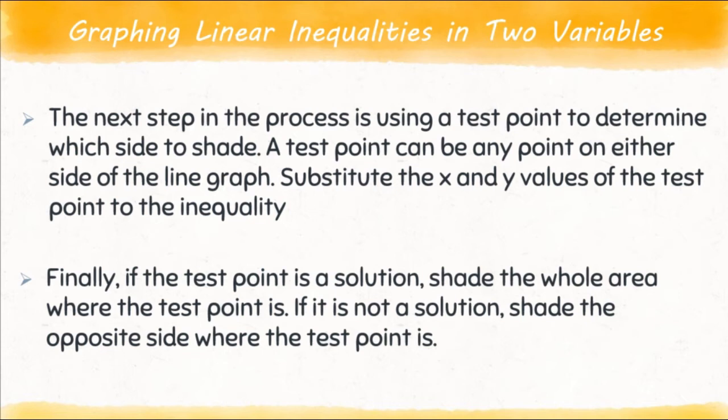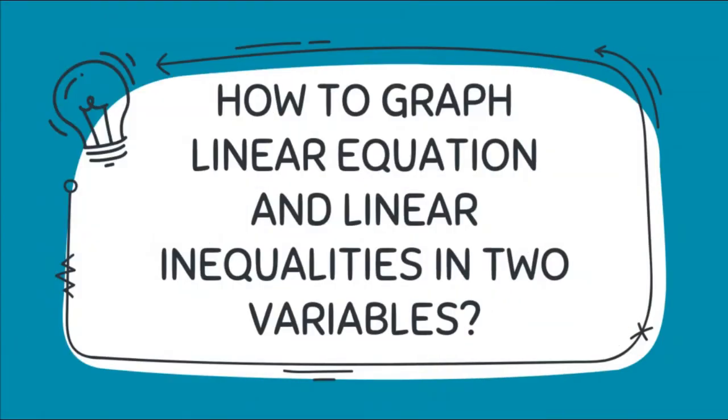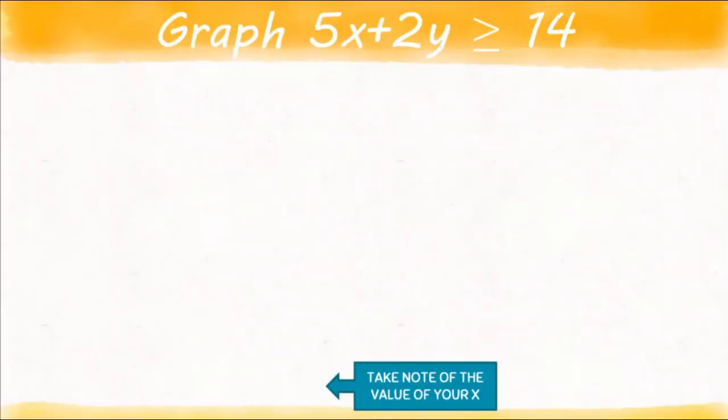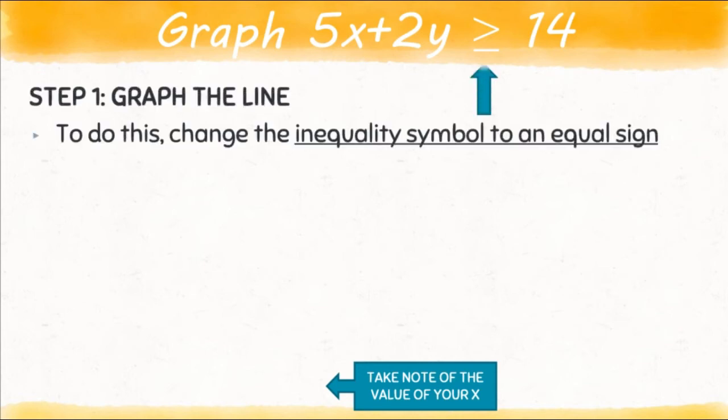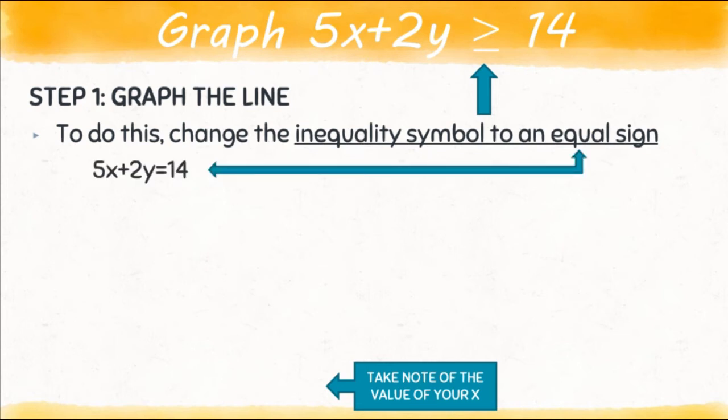How to graph linear equations and linear inequalities in two variables. Our given is: graph 5x + 2y ≥ 14. Step 1. Graph the line. To do this, change the inequality symbol to an equal sign. So we will have 5x + 2y = 14.